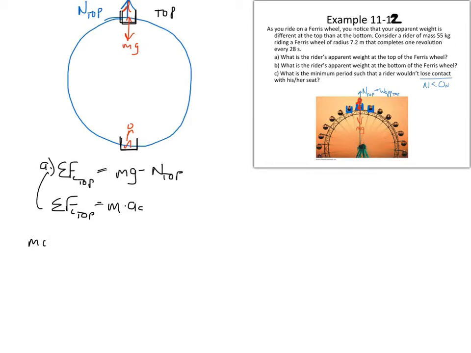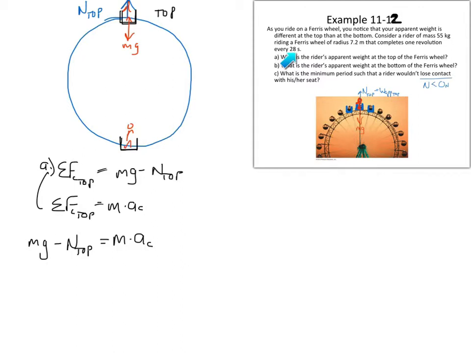So mg minus normal force at the top. And remember, the normal force is really their apparent weight, right? It's the force between the bottoms of their feet and the deck or whatever they're standing on. We're going to be solving for that. Set that equal to mass times centripetal acceleration. All right? Now, we don't really know centripetal acceleration yet. We don't know that value. But we do know a couple things. We have the radius, and we have a time period.